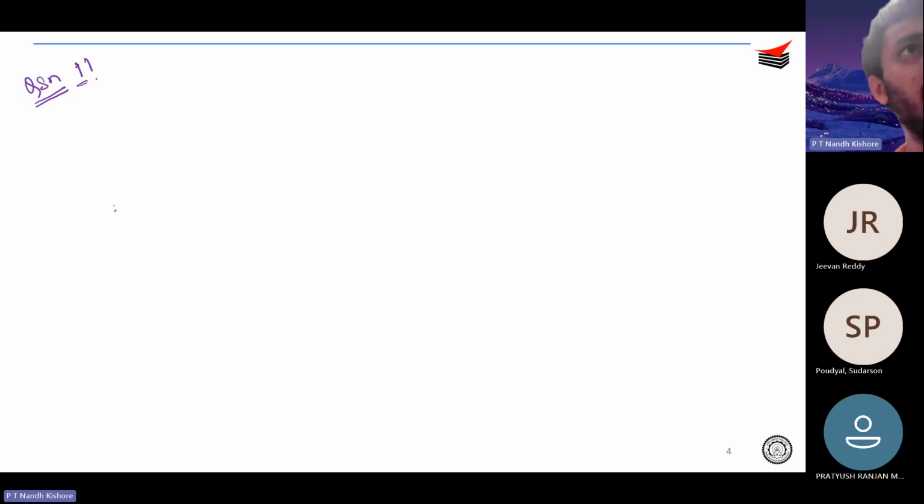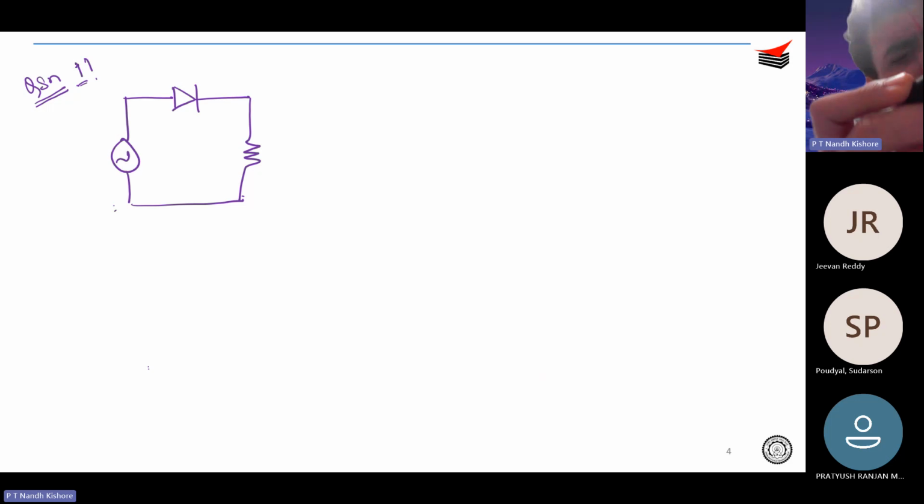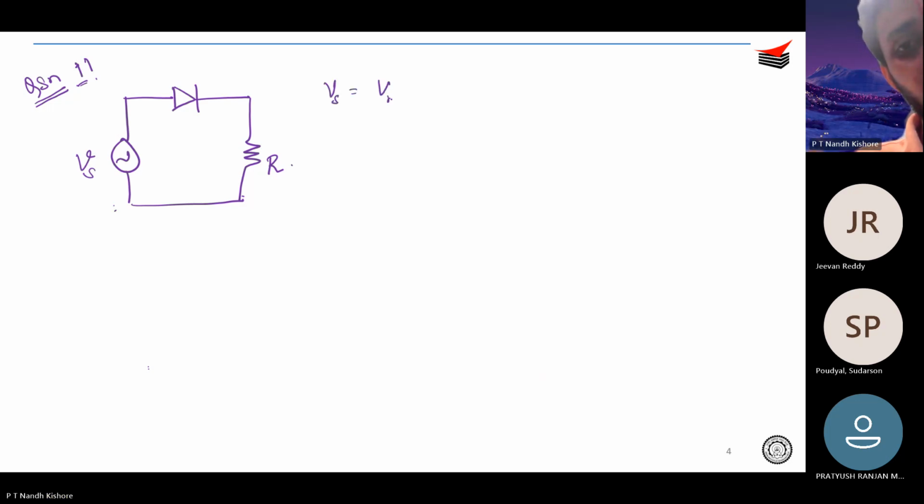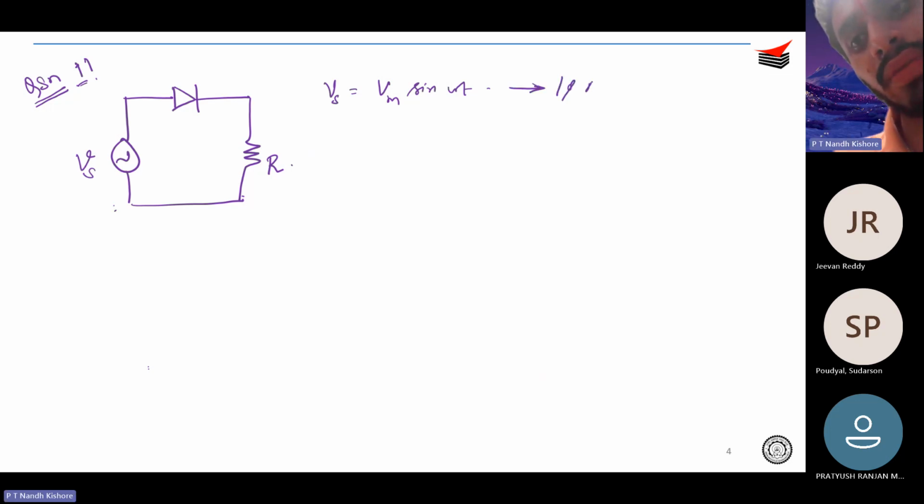The question is very simple. You have an AC source, a diode, and a resistor. This is Vs, and I define Vs as Vm sine omega t. It's just a single phase AC source. R is a pure resistive load, and this is just a diode. So the question is, find the power factor of the circuit.